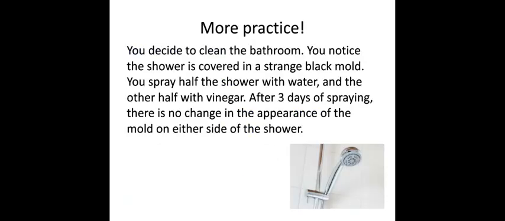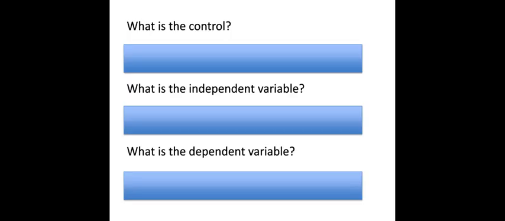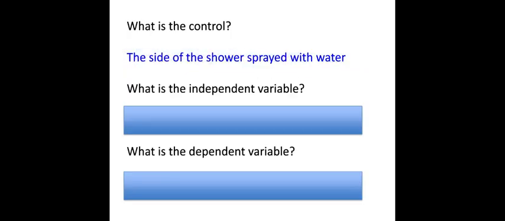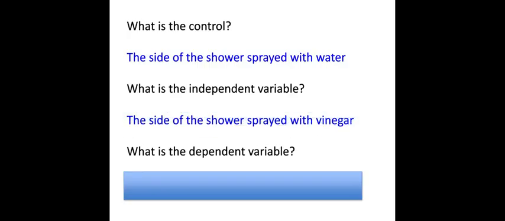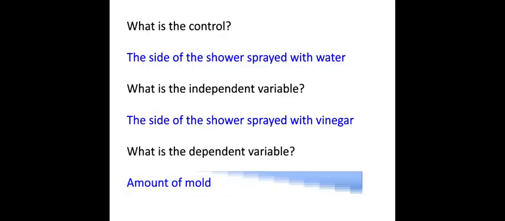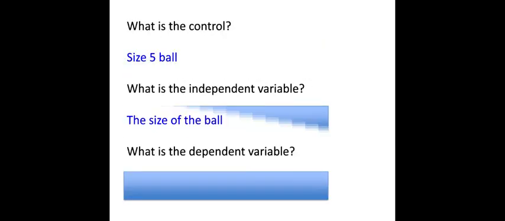Okay, you decide to clean the bathroom. You notice the shower is covered in a strange black mold. You spray half the shower with water and the other half with vinegar. After 3 days of spraying, there's no change in the appearance of mold on either side. Okay, so what was the control? The side of the shower sprayed with water. What was the independent variable? The side of the shower sprayed with vinegar. And the dependent variable, what was measured? The amount of mold.